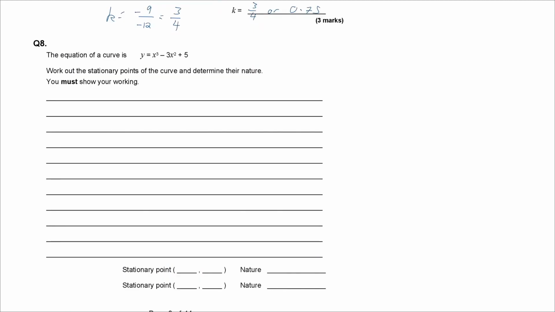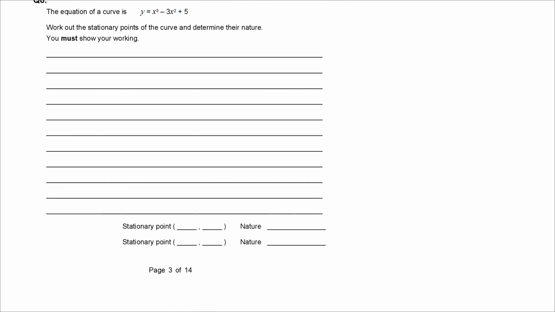Question number 8. Beautiful question. Okay, I think it's a 5 marker, this one. And it says the following. The equation of a curve is given by this. Work out the stationary points.